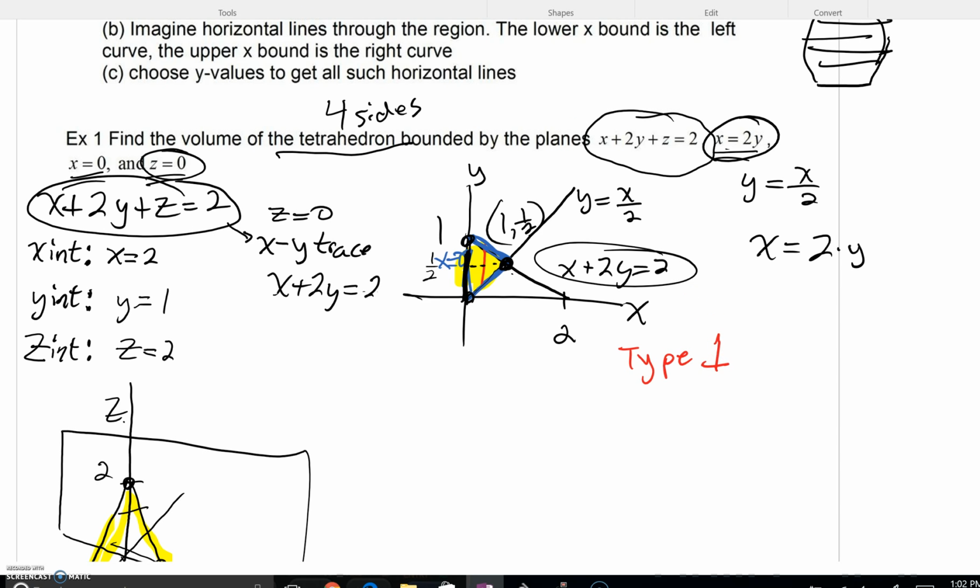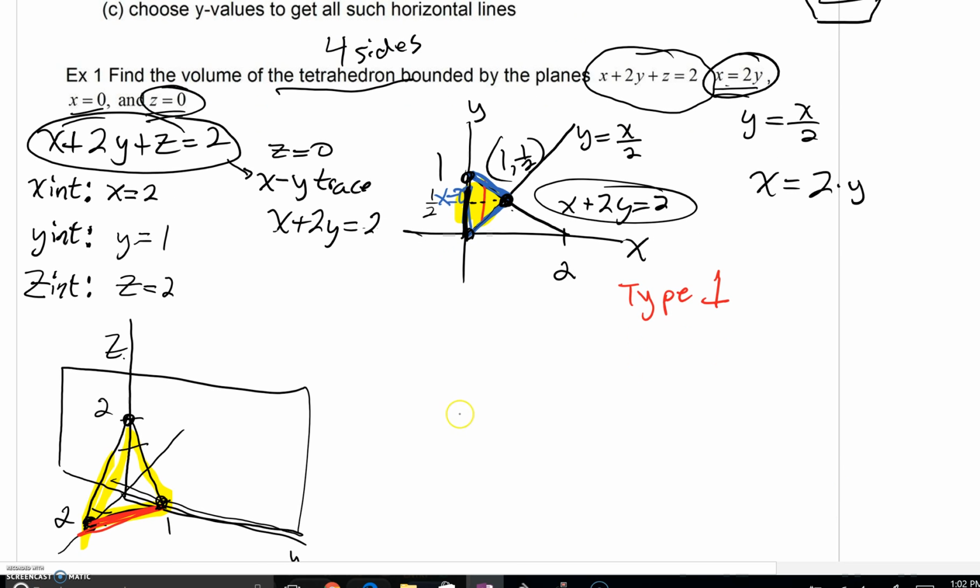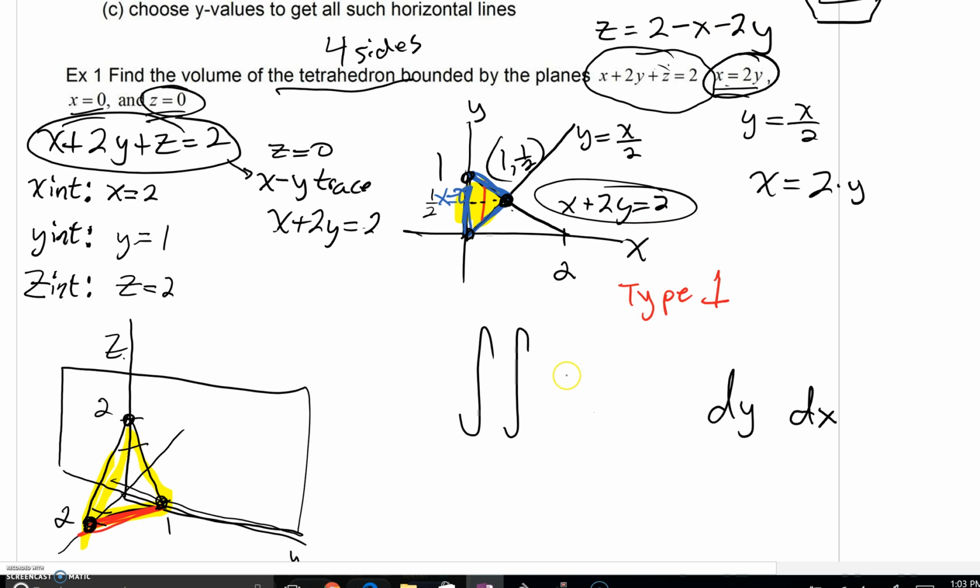Now with type 1, what's really happening is we're going to set up this double integral, and you can see what we're going to do in a type 1. We integrate with respect to y first, and then with x. And what are we dealing with? What is the top of our function? It's going to be this plane. If I solve for z, if I were to slide over the x and the y, I'd get z is equal to 2 minus x minus 2y. That's really what we're going to have in here.